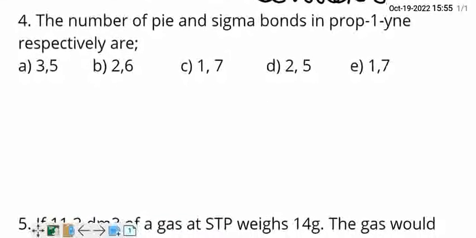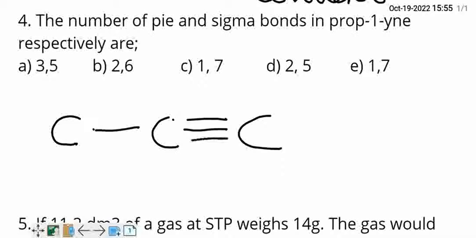The number of pi and sigma bonds in prop-1-yne respectively are what? Propyne. Let's draw the structure for propyne. It's an alkyne having a triple bond here, bonded to these hydrogen atoms.